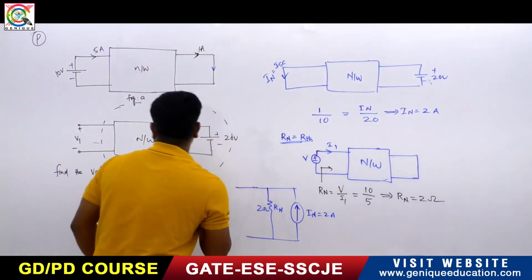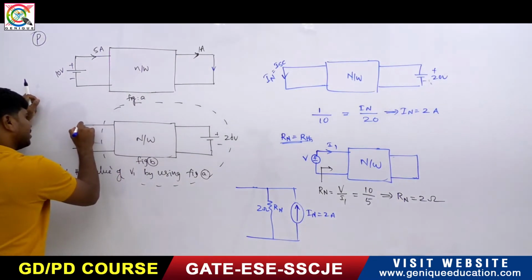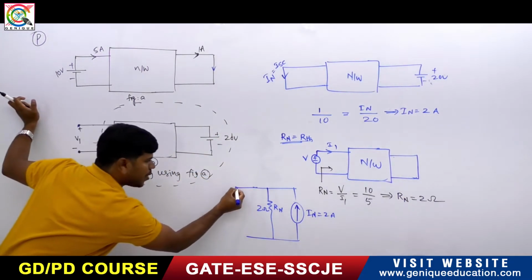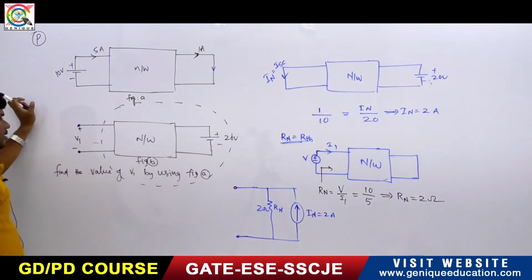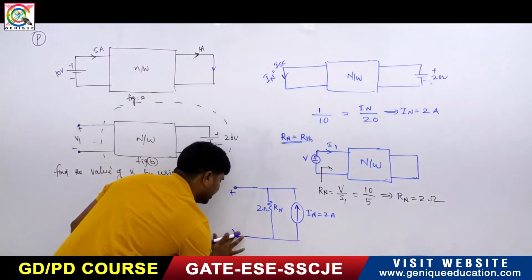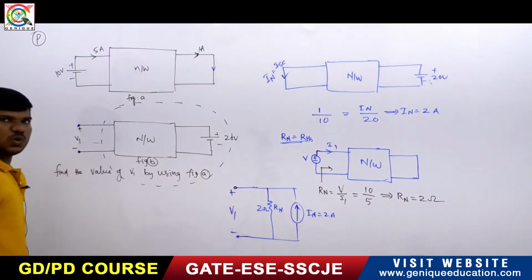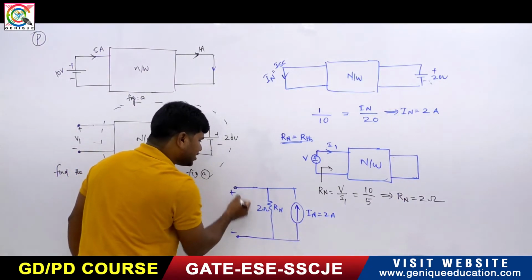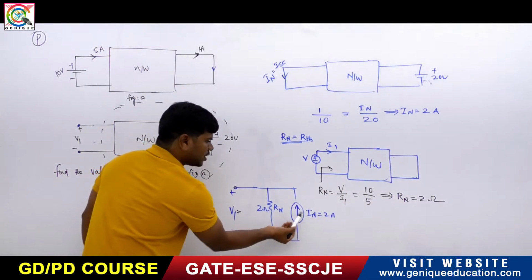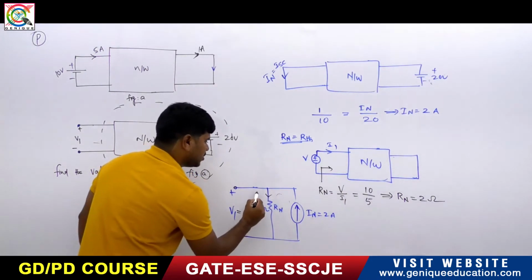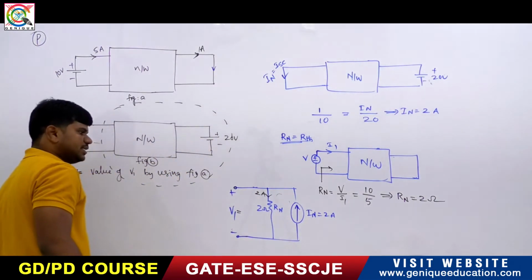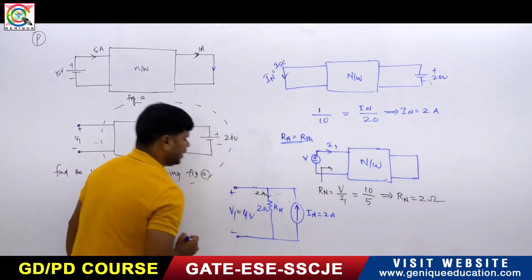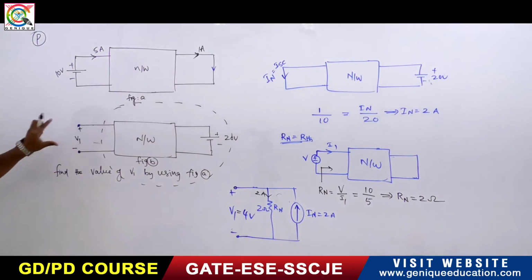Now let us suppose these are the 2 points. This entire network is replaced by this circuit. These two terminals are kept open, and here we have to find V1 across these two terminals. What will V1 be? Because it is open circuited, the total current IN will go and come back like this. So 2 amperes is flowing into this 2 ohm resistor, so it is 2 into 2, which is 4 volts. V1 is 4 volts.